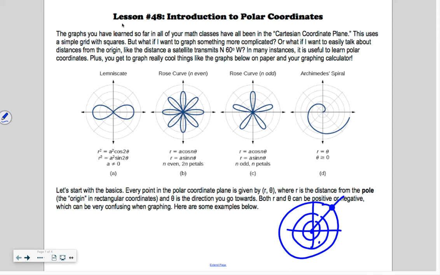Polar coordinates allow you to graph really awesome things. We have different curves, which we're going to talk about in the next section, like a lemniscate, a rose curve, an Archimedes spiral, and so on. Kind of cool, right? That you can graph things like that.